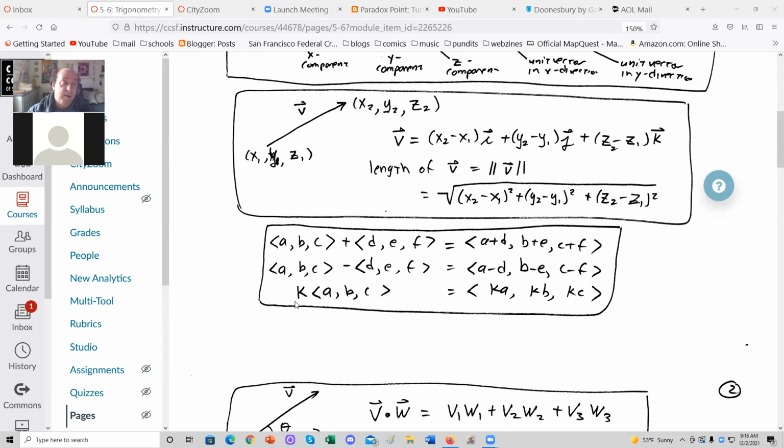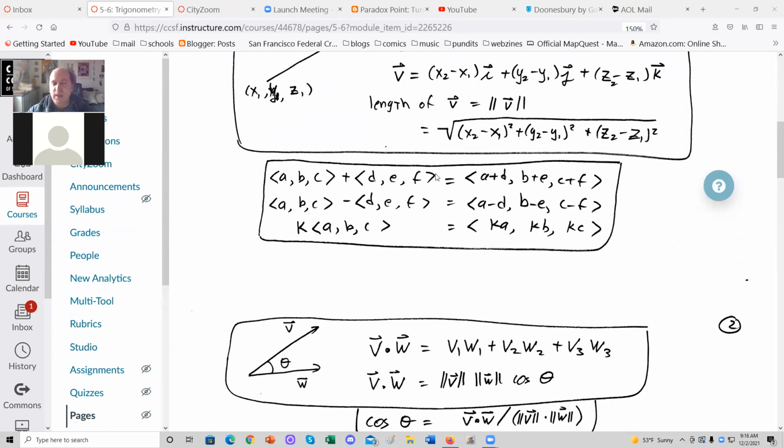And k is a number, a scalar. It determines scale or size. k times a by b by c is ka by kb by kc. So all this plus, minus, and scalar times is done component-wise.